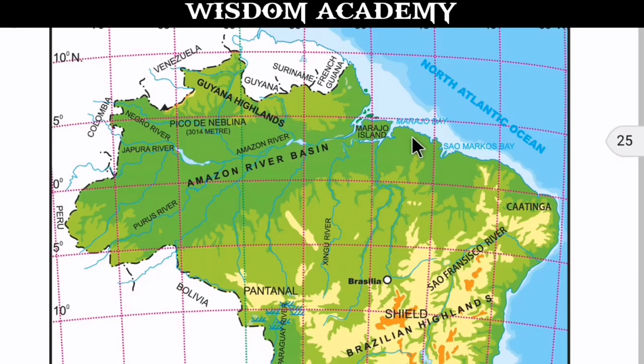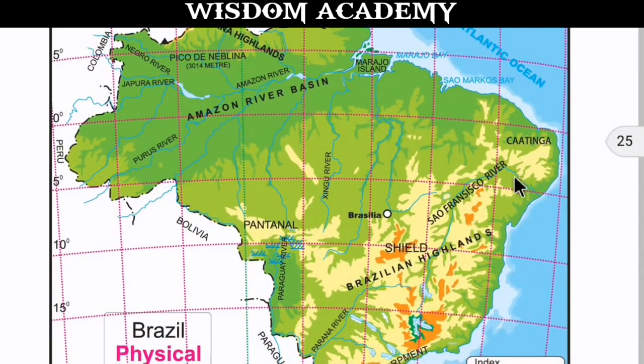The eastern coast receives a large number of smaller rivers. So here we are having smaller rivers that are adding water to this Atlantic Ocean. So the eastern coast is having small rivers as compared to the northern coast, where we are having rivers like the Amazon. In the southern coast we are having small rivers, a low-lying area. On this coast lies Marajo Island. So in the northern coast we are having Marajo Island.